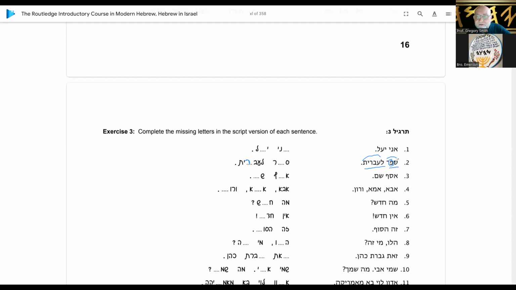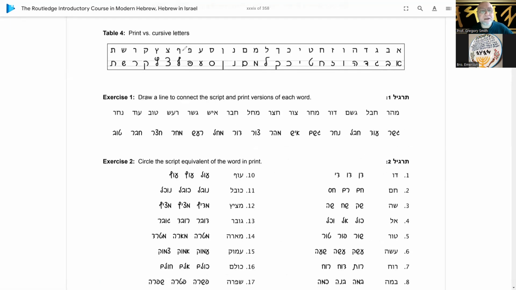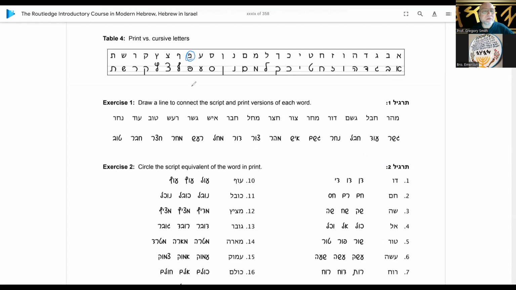So the question is the Fe. And offhand, I don't have it quite memorized yet. So we'll go to a Fe up here. And there it is right there. Okay, so we'll just practice that. Fe, Fe, Fe, Fe, Fe. Okay, we'll try that.